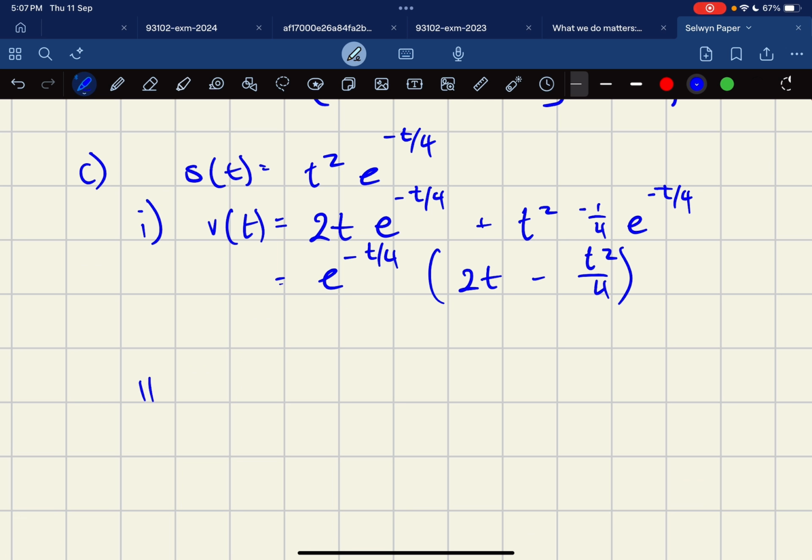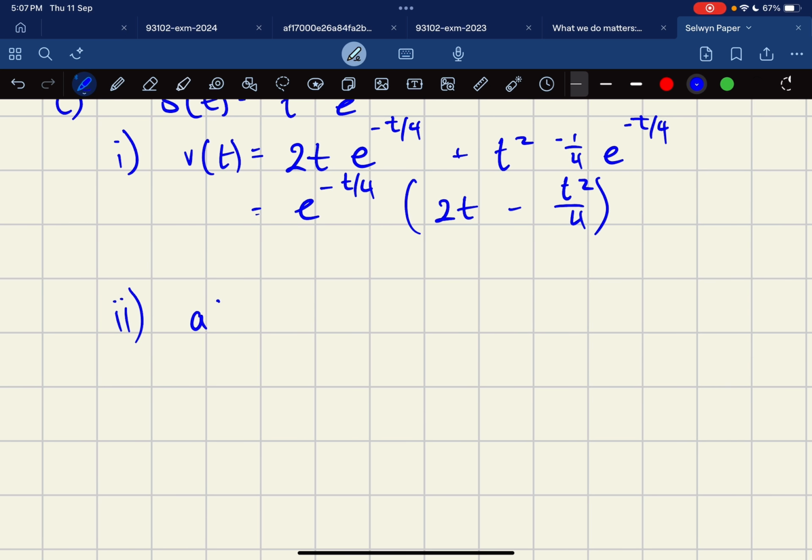Okay, and the second part is find when the velocity is increasing. So when the velocity is increasing means the change in the velocity is positive, and the change in velocity over the change in time is also known as the acceleration. So we need to find the acceleration formula and then set it to equal 0 to then solve for when it's greater than 0. So then the acceleration is just the derivative of velocity.